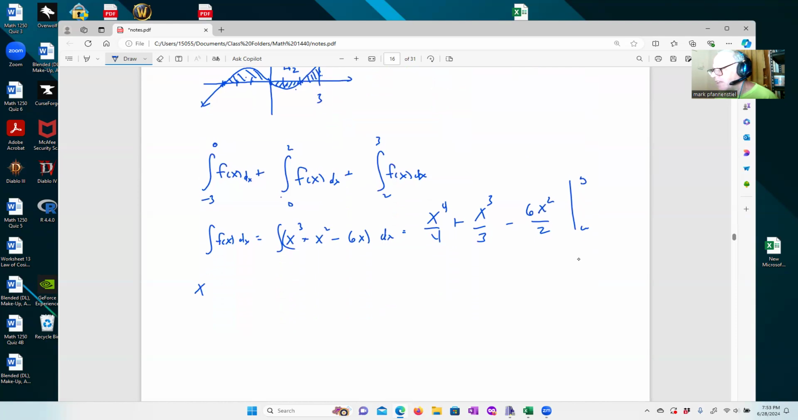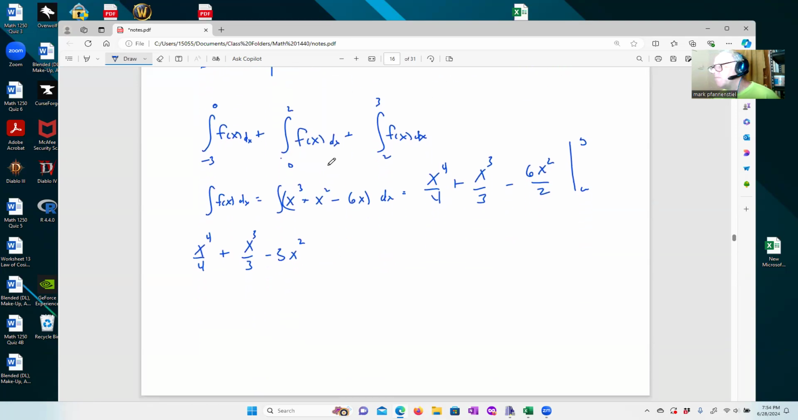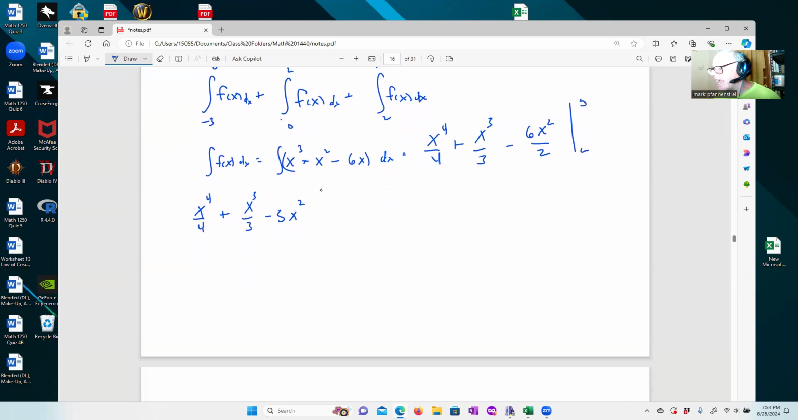We're just going to say this is x to the 4th over 4 plus x cubed over 3, and then 6 over 2 is 3, so minus 3x squared. Okay, now I've got 3 different regions to deal with. We're going to go from -3 to 0. So my first area, area 1, is equal to, we're going to type in when x equals 0 and x equals -3.